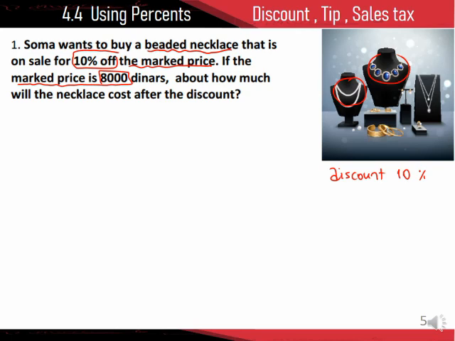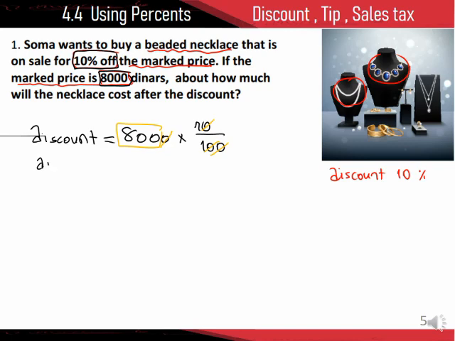Like the previous example, first of all we have to find the amount of discount. The amount of discount is equal to the price, 8,000, multiplied by the discount rate. The discount rate is 10%, it means 10 over 100. In here we are going to eliminate the zeros. So it remained 800 dinars. Discount is equal to 800 dinars.